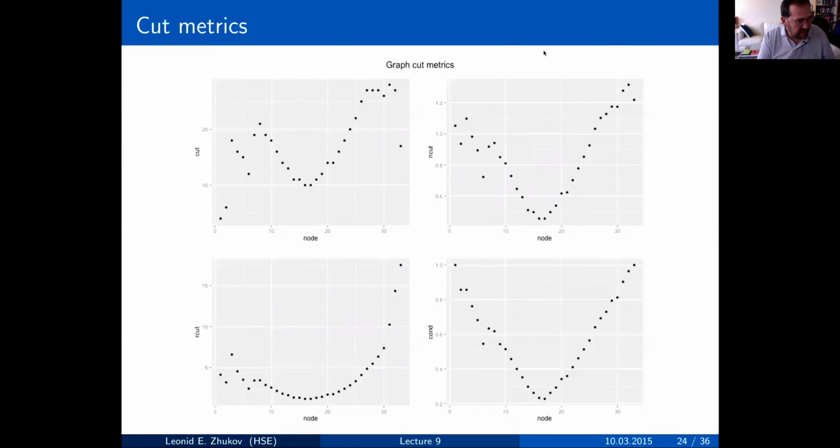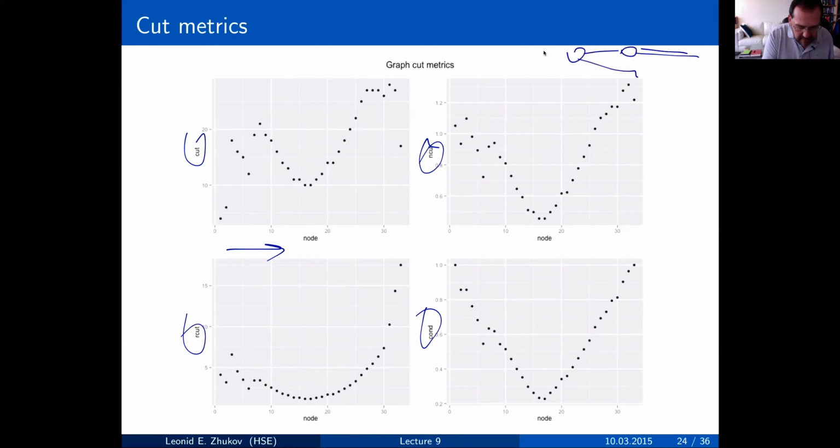And here is, I did it. This is a cut. This is a ratio cut, normalized cut, and this is the conductance or quotient cut. And the way to understand these pictures, we're going left to right, and this is the value of that cut if I cut the graph at that location. So here, what's going to happen if we cut out the first node? That's the values of those metrics. If I set up the cut at node 10, this is the value of the ratio cut. This is the value of the regular cut.